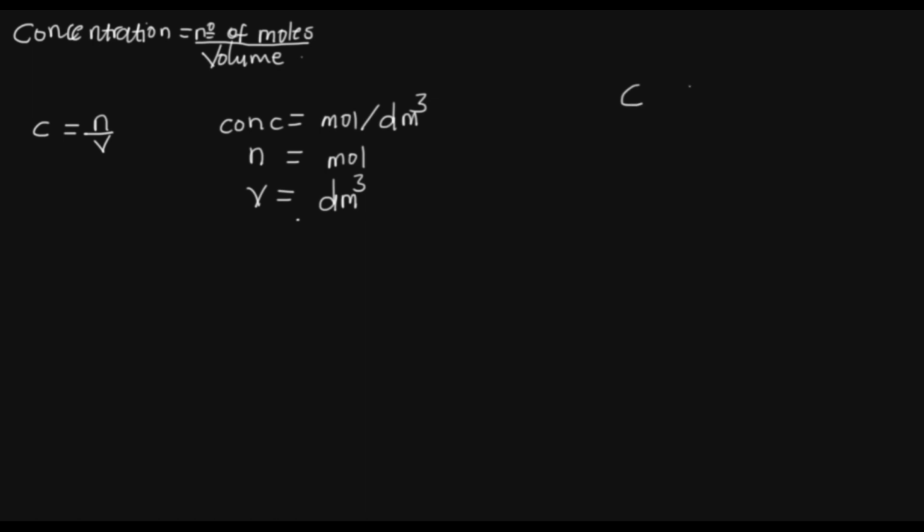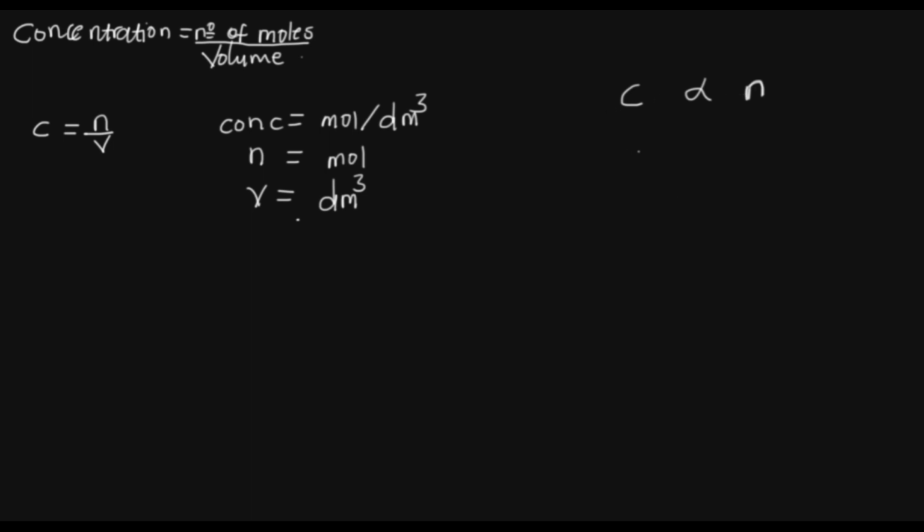So the first one: concentration is directly proportional to number of moles. What this means is if we increase the number of moles of the solute, then we are expecting the concentration of a solution to go up. So if one factor increases and the other factor increases, we are dealing with what we call a direct proportion. Therefore, concentration is directly proportional to number of moles.